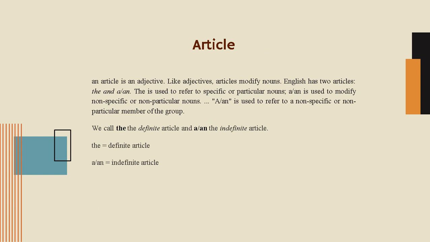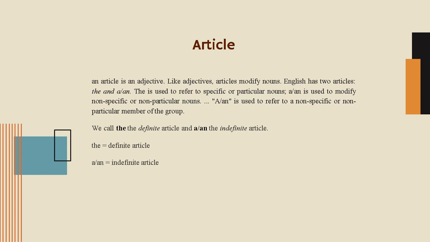And a or an is used to refer to non-specific nouns, right? For example, I would like to go see a movie. And here we're not talking about a specific movie. We're talking about any movie. There are many movies and I want to see any movie. I don't have a specific one in mind.